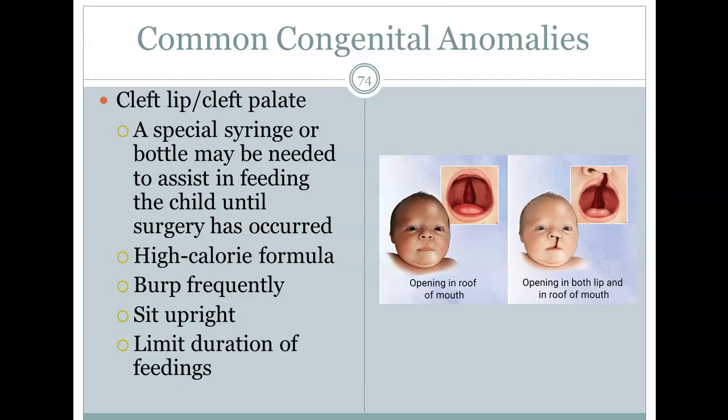Other common congenital anomalies can be a cleft lip or palate. A special syringe or bottle is needed to assist these children in feeding until surgery can correct the malformation. We want to make sure we're giving these babies high-calorie formula. We burp them frequently due to the excessive amount of air they may take in while feeding. They need to sit upright with feeding and right after, and we need to limit the duration of feedings. They can't tolerate a large amount of feedings for a long period of time. In this case, you see a cleft palate, where the cleft is right in the palate, and this is where it's both in the palate and the lip, so the roof of the mouth through the lip, and both require surgery.